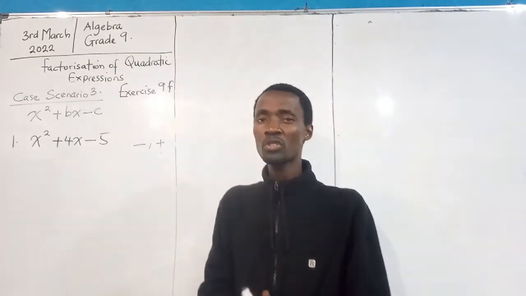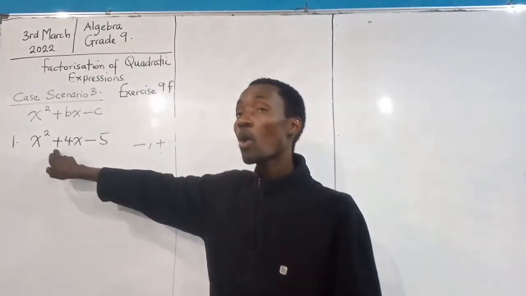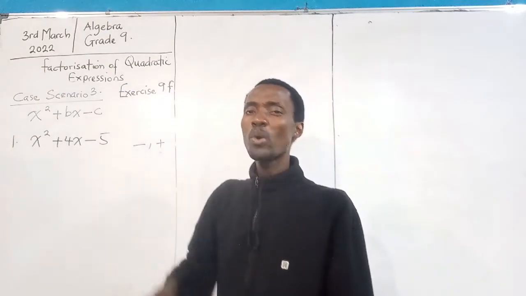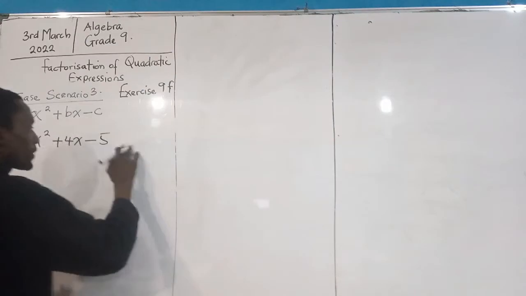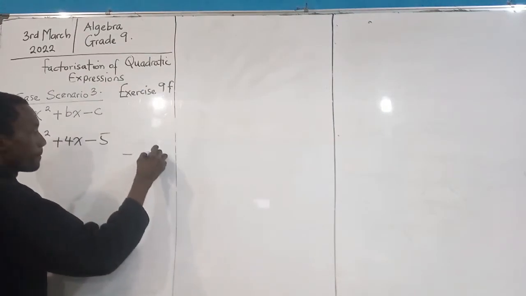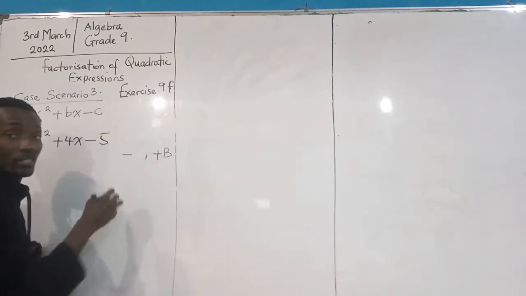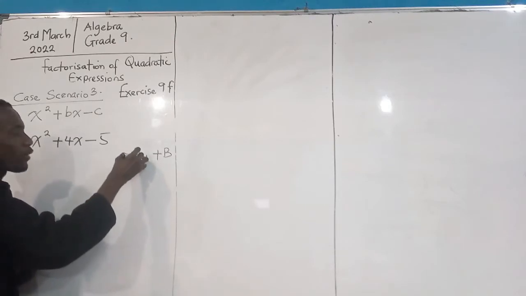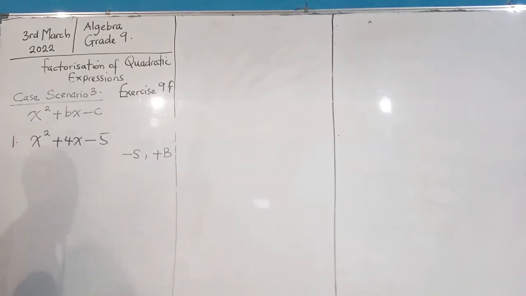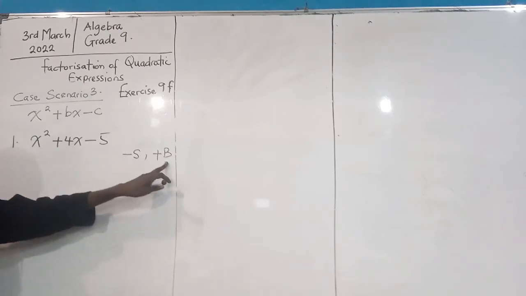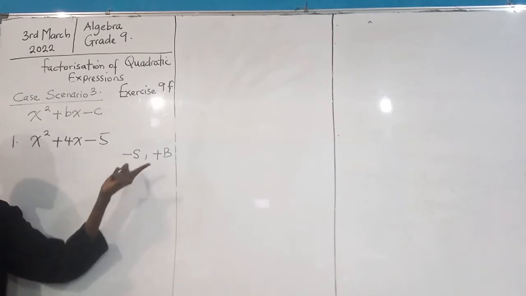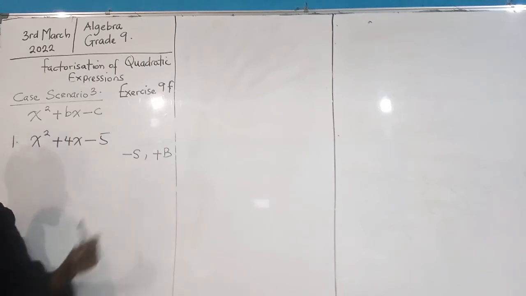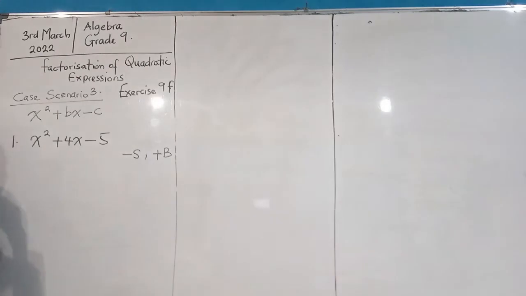Another crucial thing you must take note of here is this. Because this is positive, we expect the bigger number to be positive, and we expect the smaller number to be negative. Please take note of this. So when arranging your factors, you must keep this in mind. So let's go ahead and see what happens.